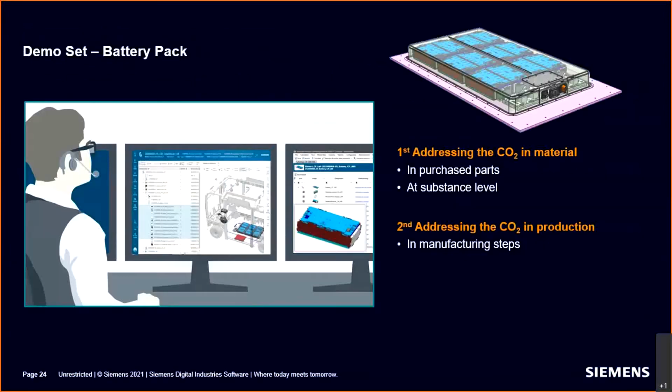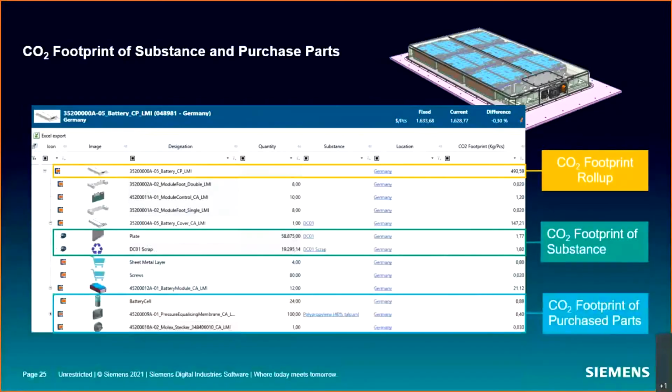So for this demonstration, we will continue with the battery pack that we've done, and we will very simply go addressing the CO2. This is the first footprint that we are doing. In the next releases, we will enhance it. But for now, we have these two: addressing the CO2 in material for purchase components at substance level, and addressing the CO2 footprint in production.